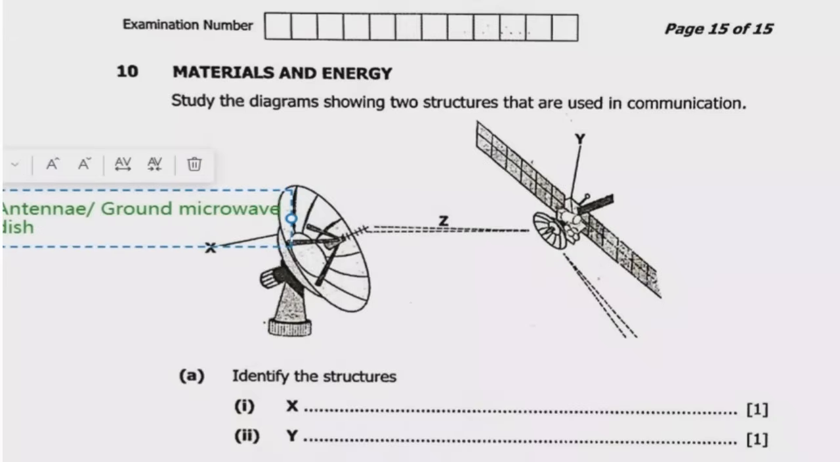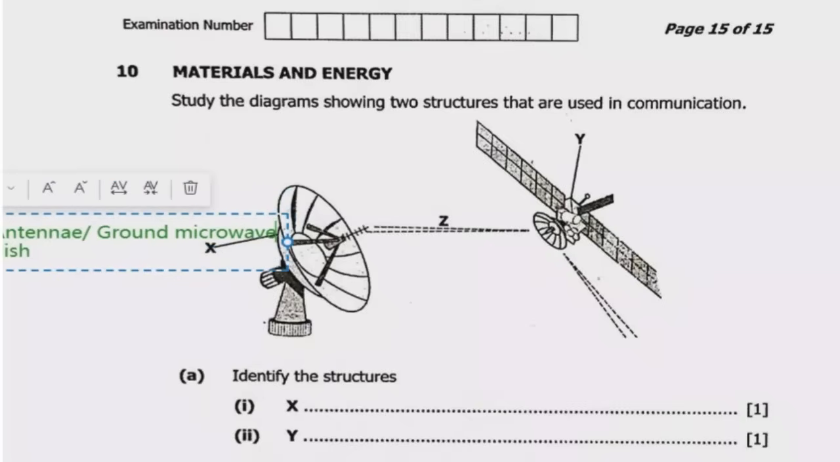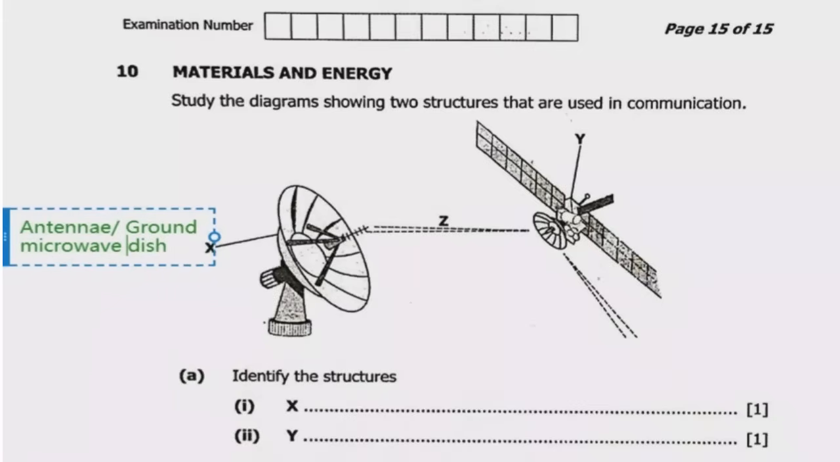Ground microwave dish will also be acceptable as the name of this apparatus. Those are the names that you can use. So the one that is easier for you, if your antenna is easier for you, use it. Just with a single wide antenna.